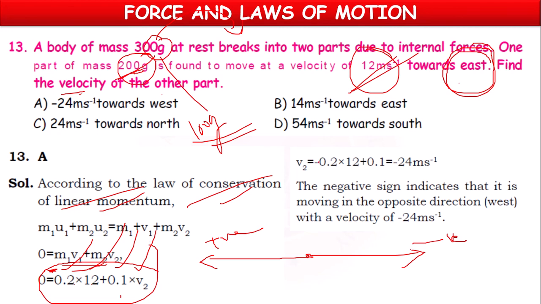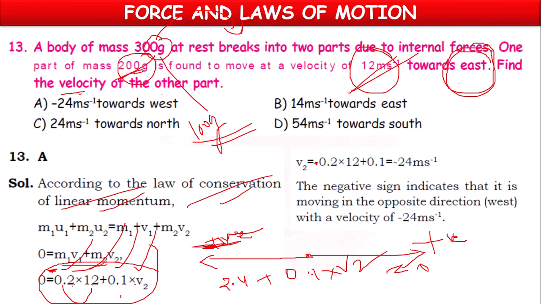Okay. So if we take east direction as positive, then west direction will be negative. First, let's find the value. 0.2 into 12, that is 2.4, plus 0.1 into V2. So 2.4 plus 0.1 into V2 equal to 0.